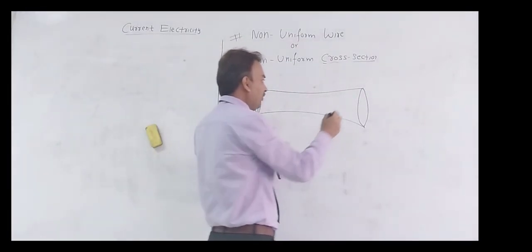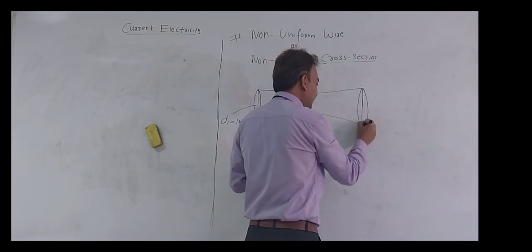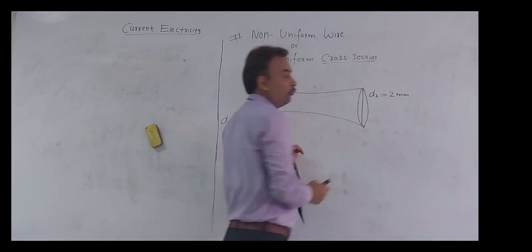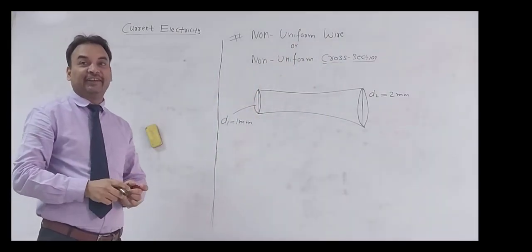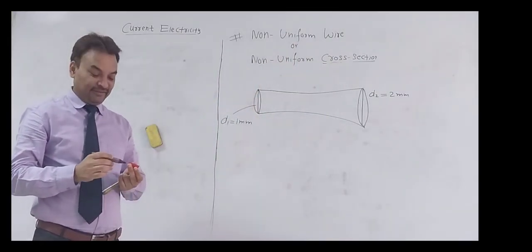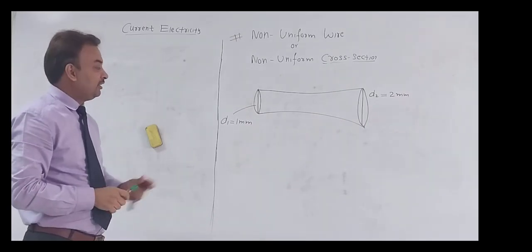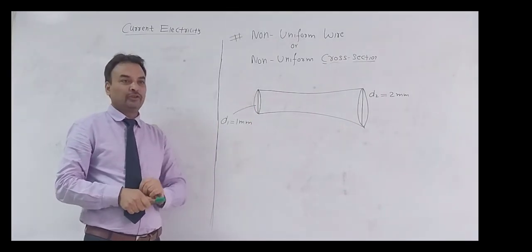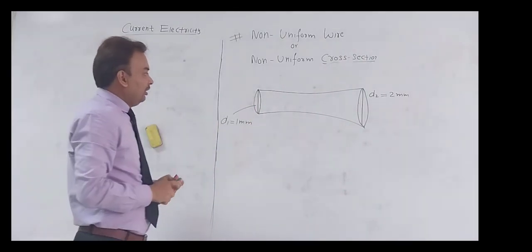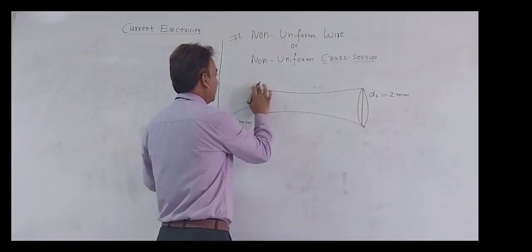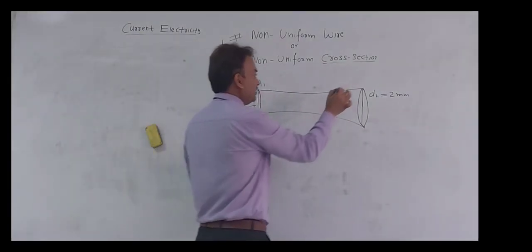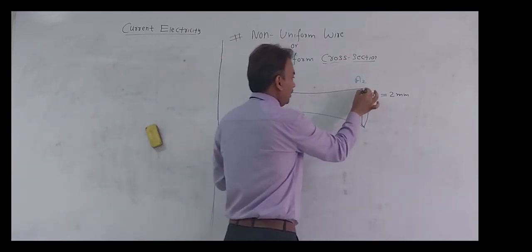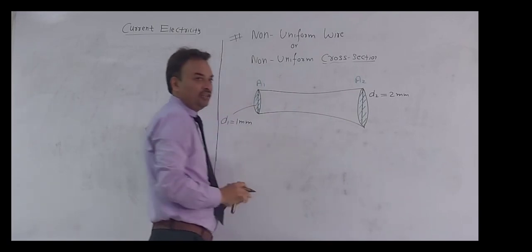And likewise, the diameter of the other side is given. Let me take this as d2 and that is equal to 2 mm. We are given diameter, not area. So d1 and d2 are diameters: this is 1 millimeter and that is 2 millimeter. And suppose this is area A1 and this is area A2, the cross-sectional areas.